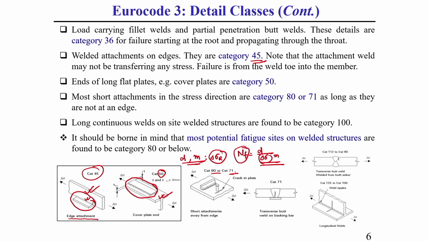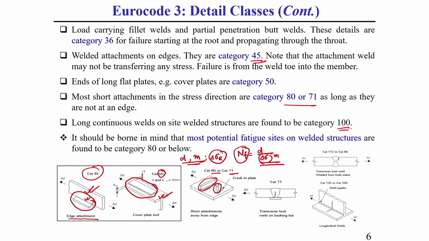Category 80 or 71, I have shown here, is generally a short attachment, or there can be a stud, meaning nut-bolt type of thing. That is generally called a stud bolt attached to a plate. For these types of configuration, the FAT value is generally considered either 80 or 71. This is generally a short attachment away from the edge, and it should not be up to the edge, it is a little bit inside the edge. What is the 100 category?